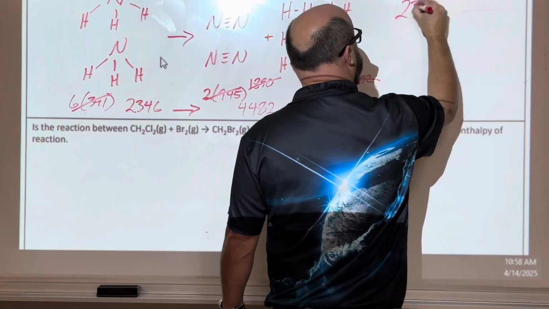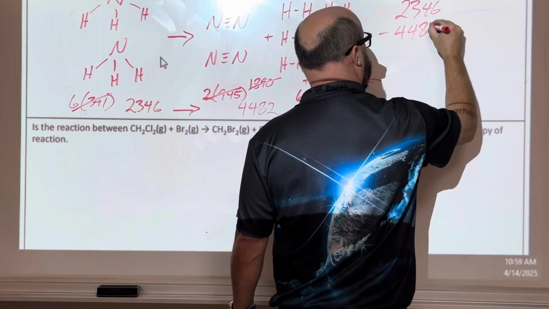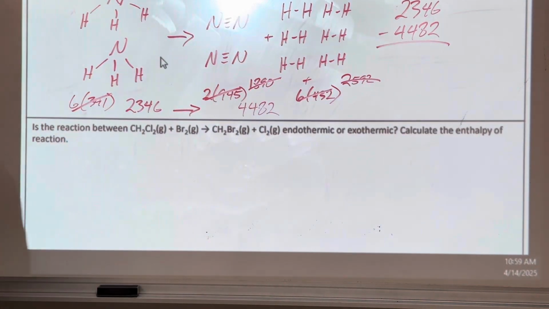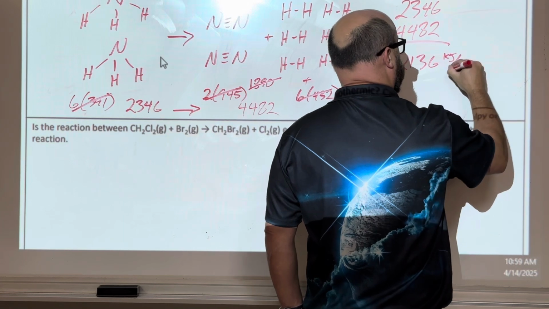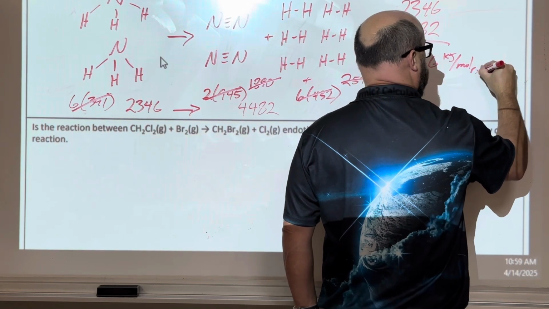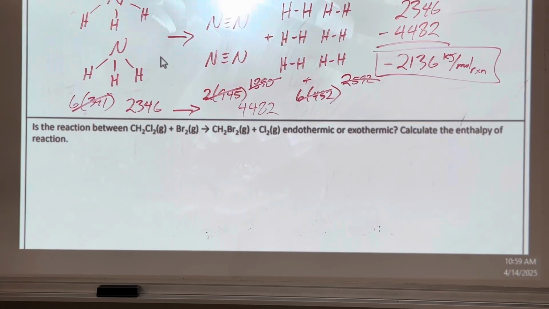Reactants total energy minus products total energy. 2346 minus 4482. Negative 2136 kilojoules per mole of the reaction. Negative number tells us that it's an exothermic reaction, so it's releasing the energy into the atmosphere.